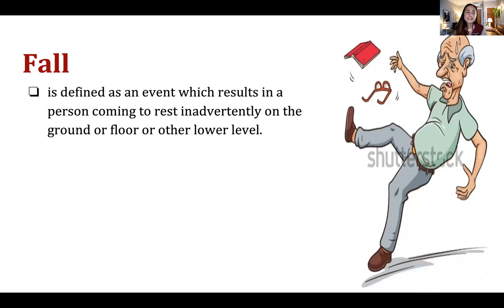Fall is defined as an event which results in a person coming to rest inadvertently on the ground or floor or other lower level. As I've told you before, fall is a mortal sin in the hospital. No patient is allowed to fall because it is a type of negligence or malpractice. So we should always make sure that the side rails are up when we're doing procedures.